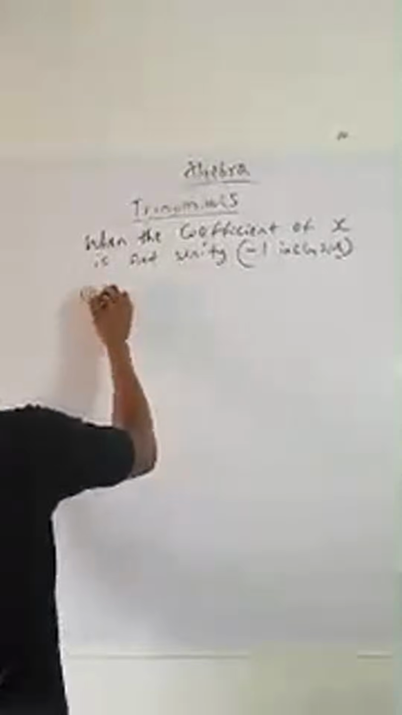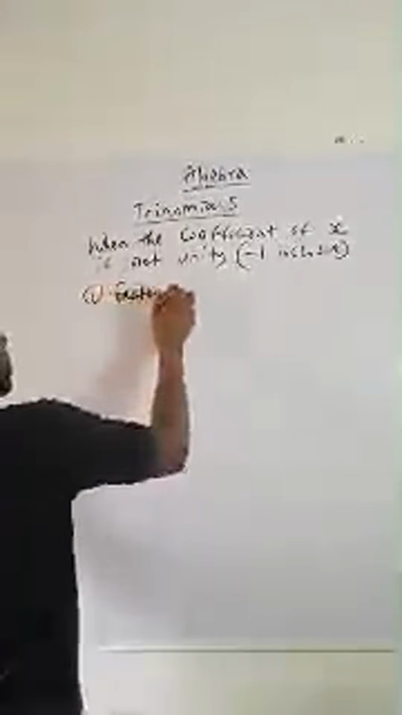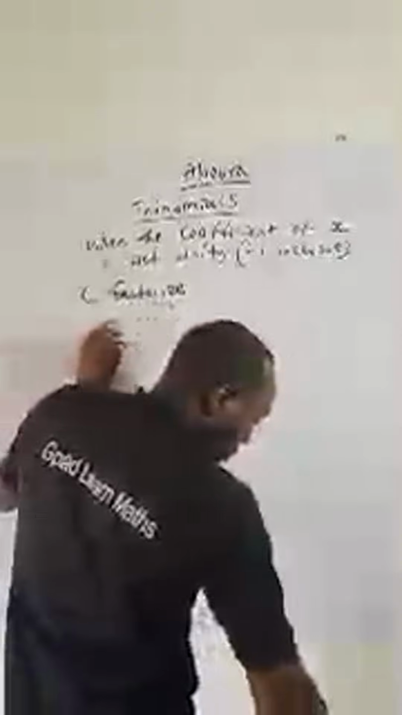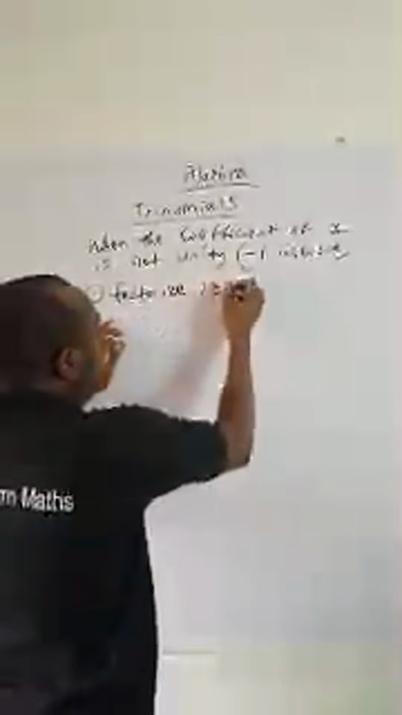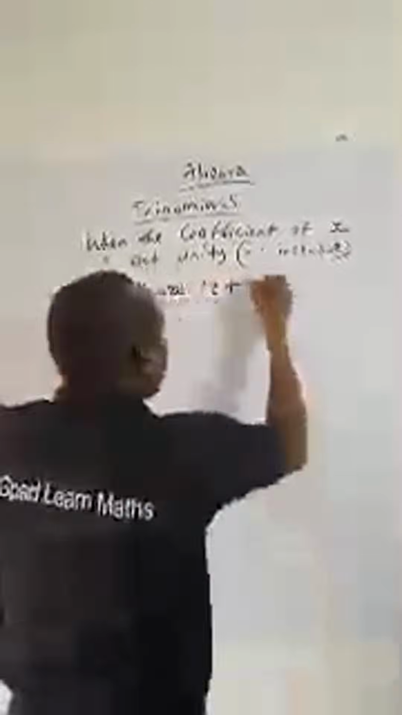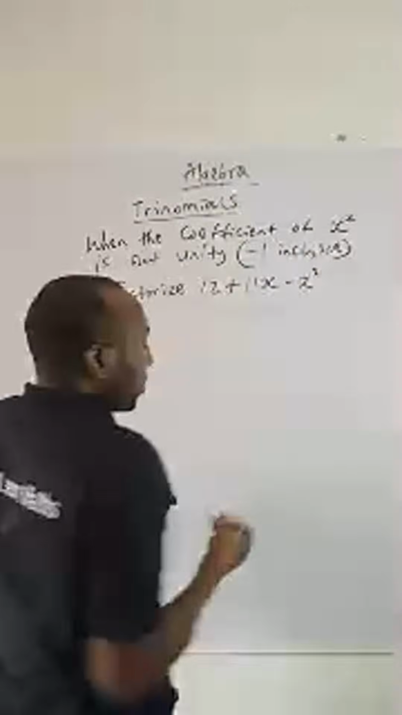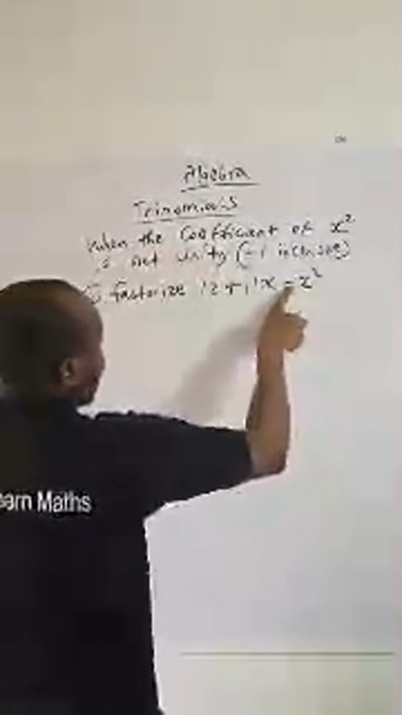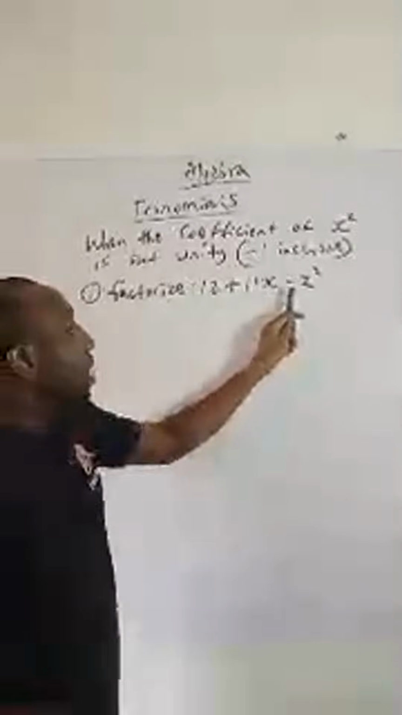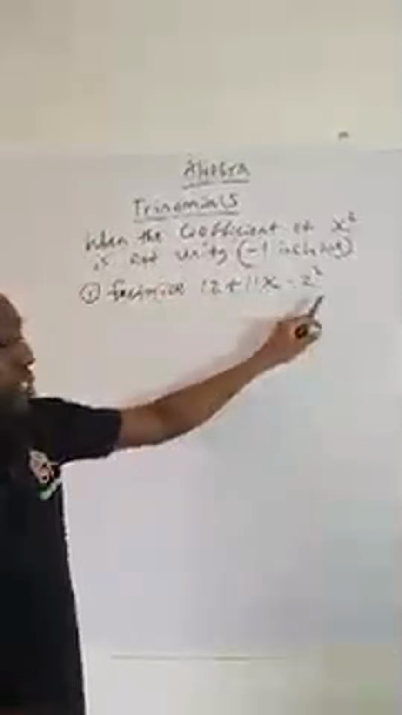Number one, factorize 12 plus 11x minus x squared. If you check the coefficient of the leading term, x squared, not x, the coefficient of the leading term x squared is minus. It's not unity. Unity is 1, but this is minus 1. How do we factorize this?